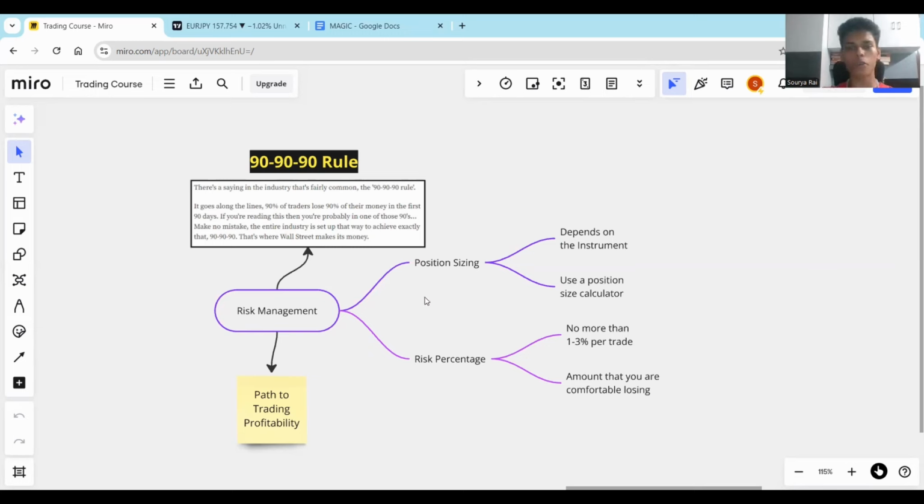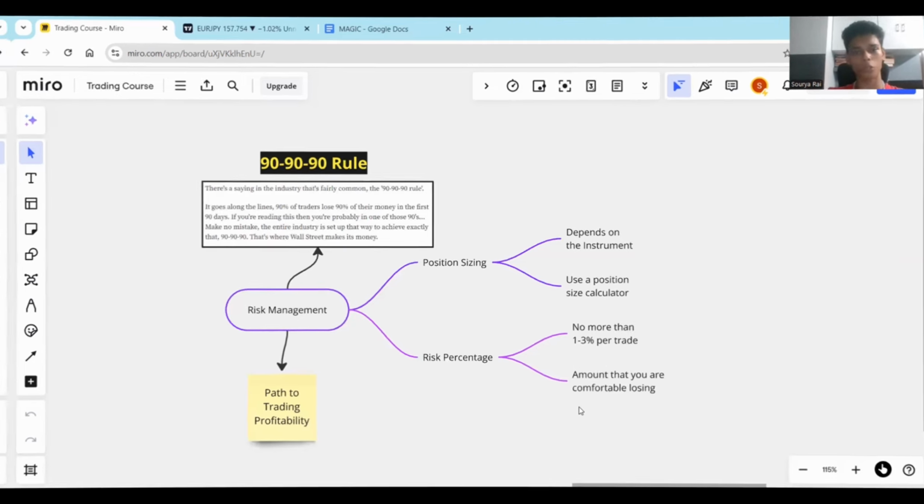Now, talking about the risk percentage, again, it varies from one individual to another, but I would recommend you risk no more than 3% of your account on one trade. Again, it all boils down to losing an amount that you're comfortable losing. But if you're just starting out with a 3% risk, it will take you almost 33 consecutive losses in a row to lose your account, which is very unfavorable, if not impossible.